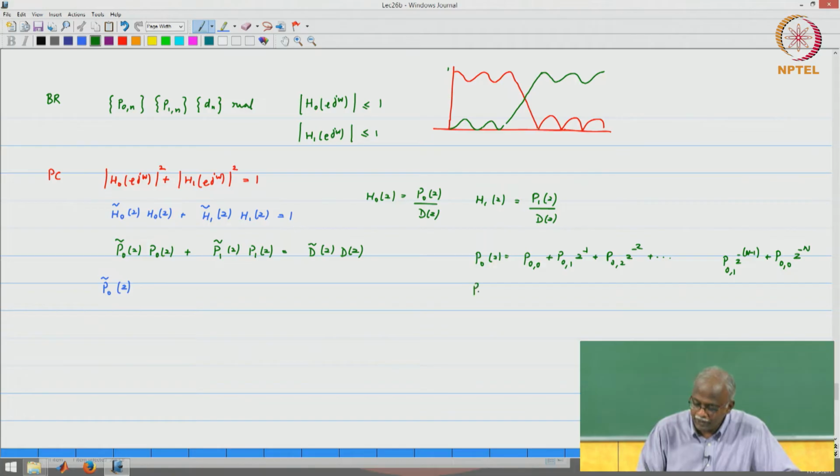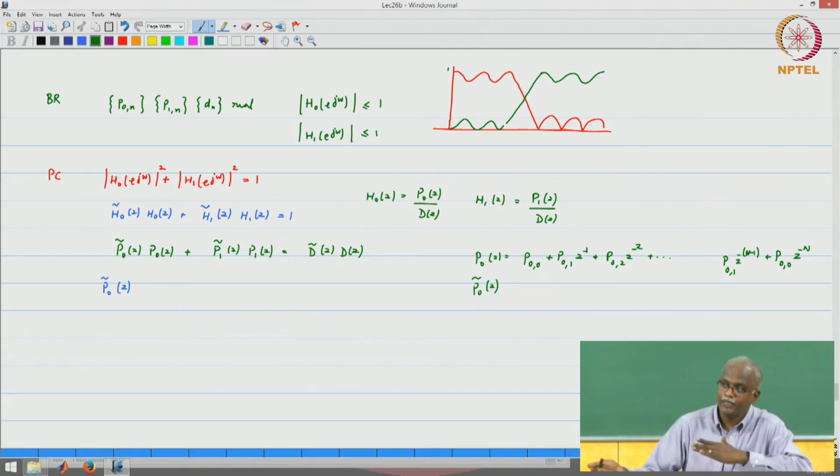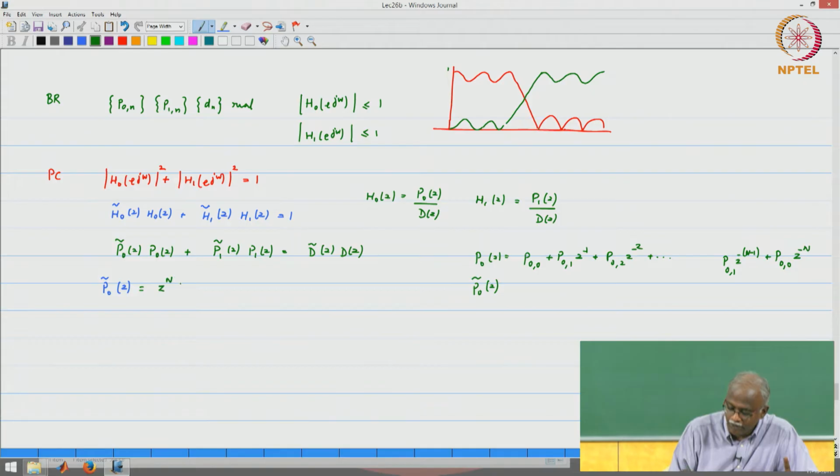So now if I do P0 tilde of z, what do I have to do? I have to do the conjugation, which does not make any change, these are all real coefficients, and I have to replace z with z^-1. Now, it is easy to verify that if I do that, I will get this polynomial with all powers of z. If I pull out z^-n, I will get back P0 of z because of the symmetry. So P0 tilde of z is nothing but z^-n times P0 of z. That is a very useful result based on the symmetry that we have enforced.